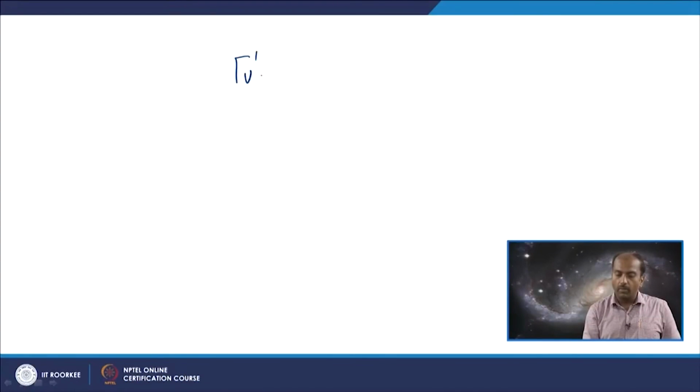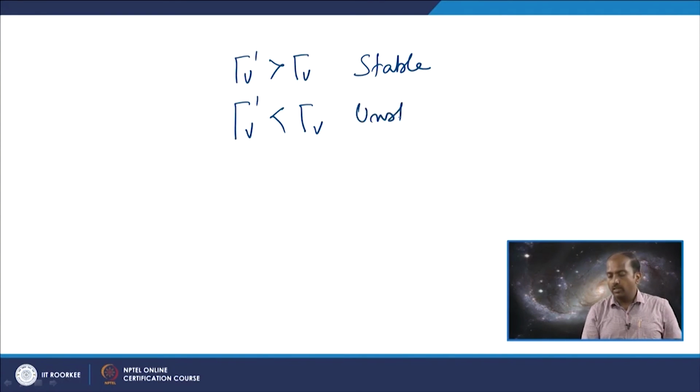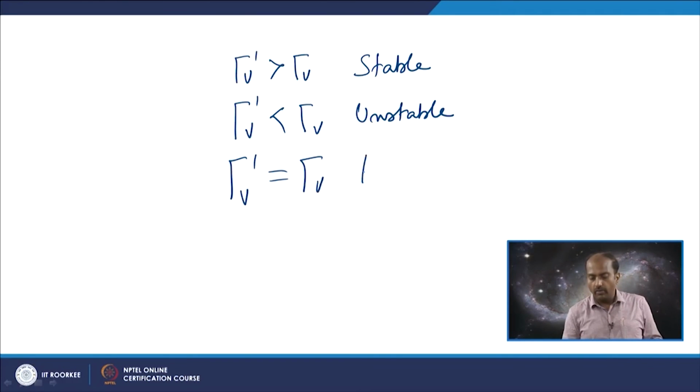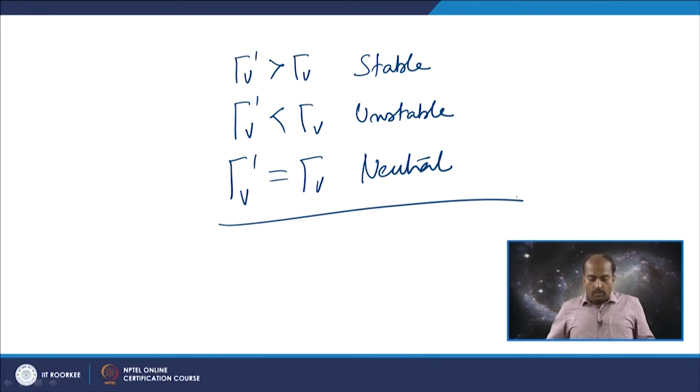If I simply write it, let us say if gamma v prime is greater than gamma v, we have a stable atmosphere. If gamma v prime is less than gamma v, you have an unstable atmosphere for the vertical movement of the air parcel. If gamma v prime is equal to gamma v, we have a neutral atmosphere. So this is a simple mathematical treatment of atmospheric stability.